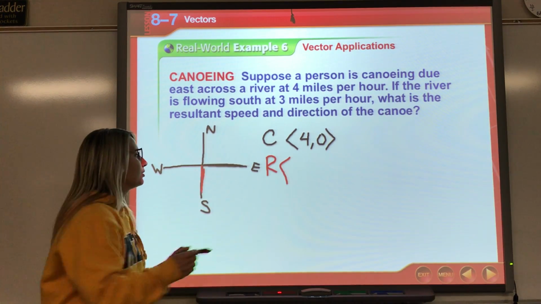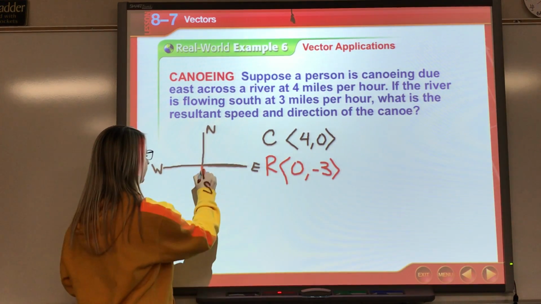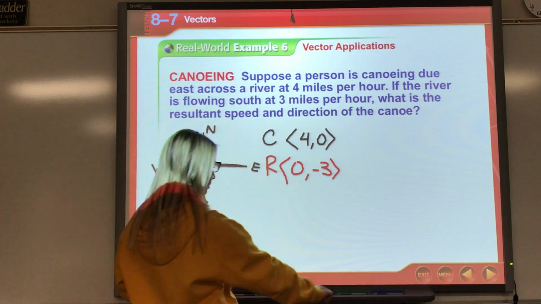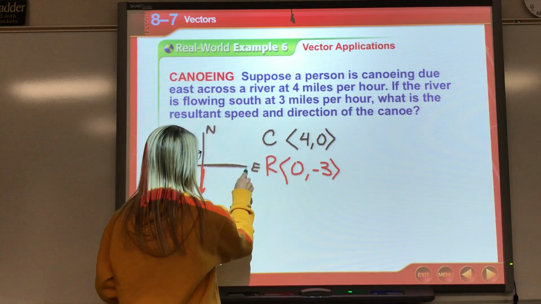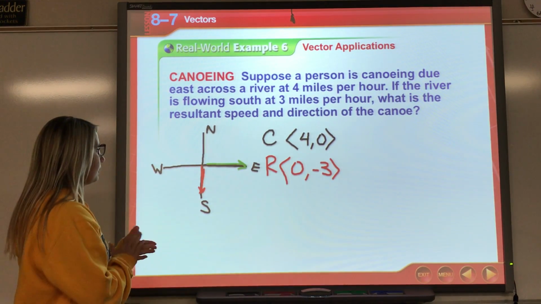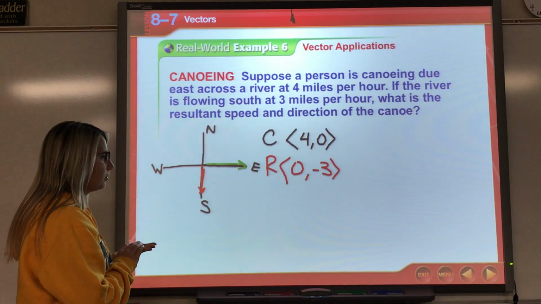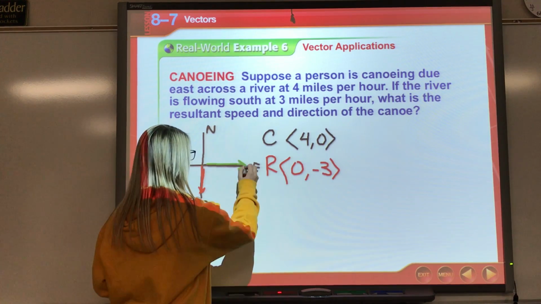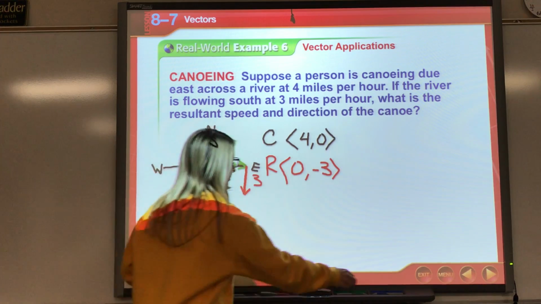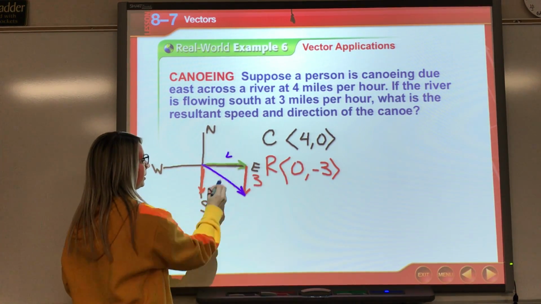Now the river is going south at 3 miles per hour, so that would be going straight south. The vector we would call 0, -3. So we can draw that in, say this is 3, and this is 4. If we had to find the speed, draw the triangle, and then go from the origin to that end point. This is 4 up here, so this would be 5.